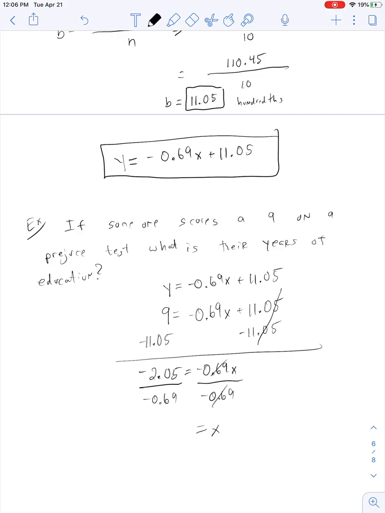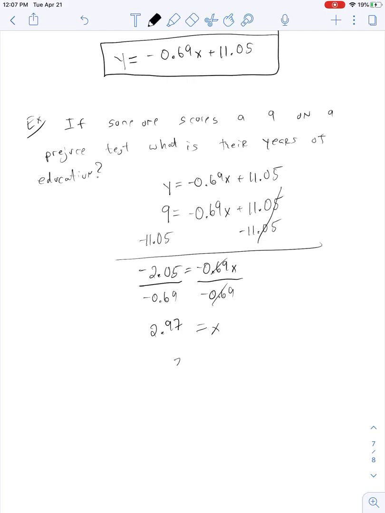So we divide, and what do we get? We get 2.97. So if I asked to round to the nearest integer, this would be 3. So this would be 3 years of education. And we can ask any question now. It's really nice how we can relate the scatter plot, correlation coefficient, and regression line.